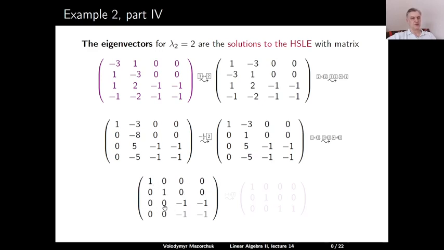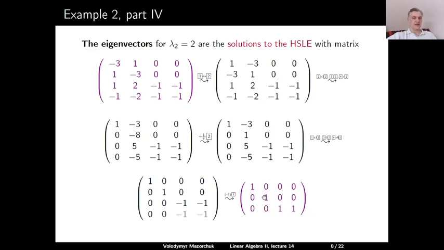The third row is 0, 0, -1, -1. And the fourth row is 0, 0, -1, -1. So the third and the fourth rows are the same, so we can remove row 4. And we multiply row 3 by -1 to get the matrix 1, 0, 0, 0, 0, 1, 0, 0, 0, 0, 1, 1. This is our row echelon form.